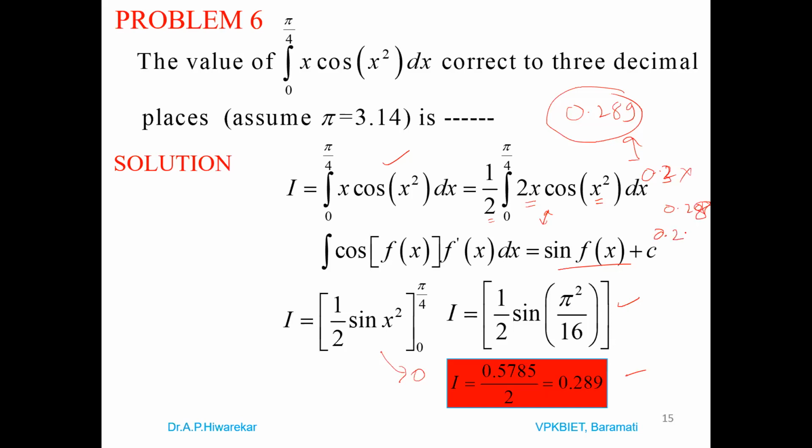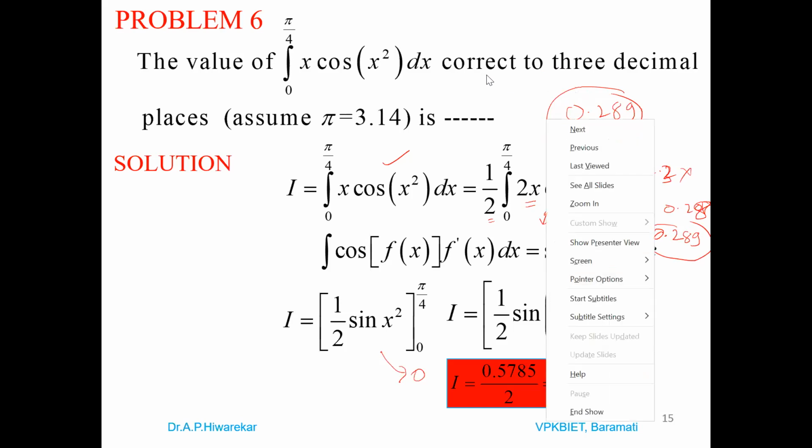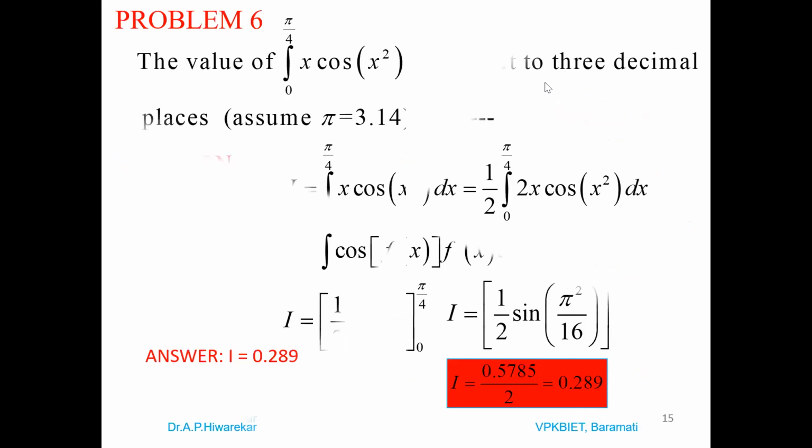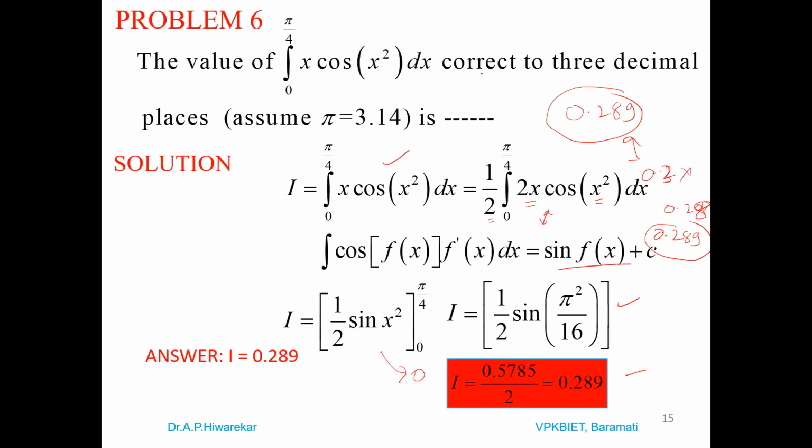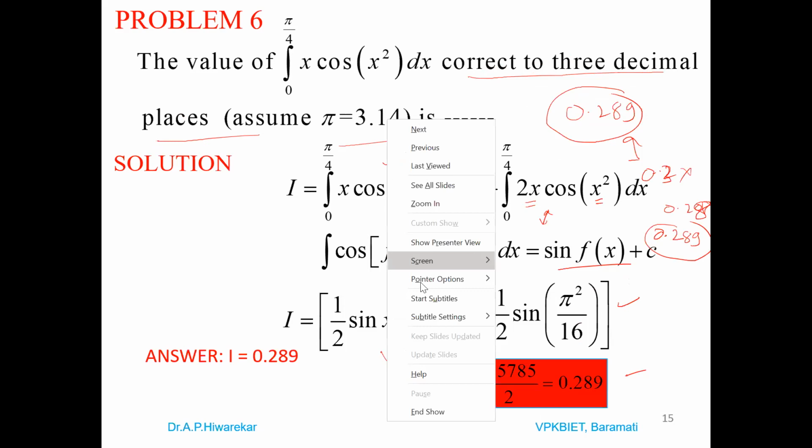If you must enter an answer as 0.289 only, then you will get marks for this, otherwise no. So you need to follow the instructions given in the problem. That is, up to 3 decimal places is required. Correct? To 3 decimal places. Okay, so your answer is 0.289. So this problem also appeared in the GATE examination question paper.